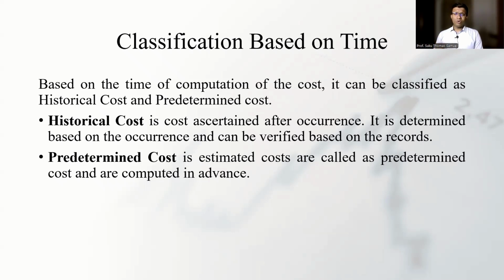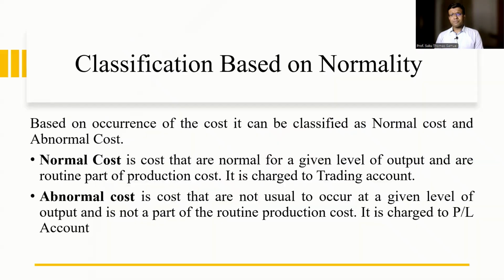Let's say you walk into a hotel and the menu does not state the prices of the dishes that you are ordering. That's an example of historical cost, because you will come to know the total bill only when the waiter comes back, when you're done dining. But let's say you're trying to order some food from Swiggy, you have to pay the amount in advance. That would be an example of predetermined cost.